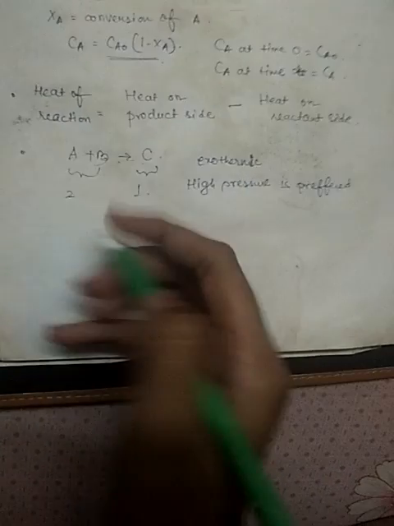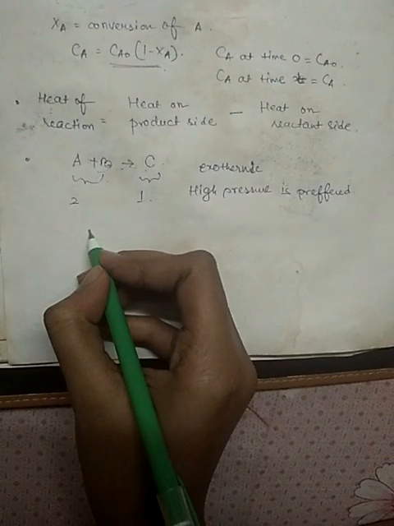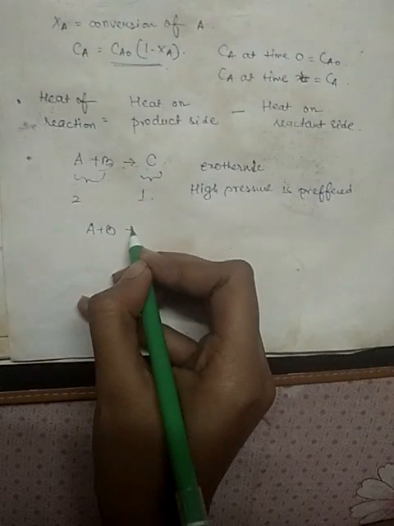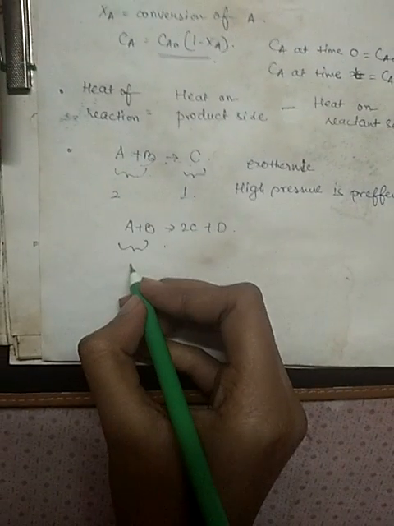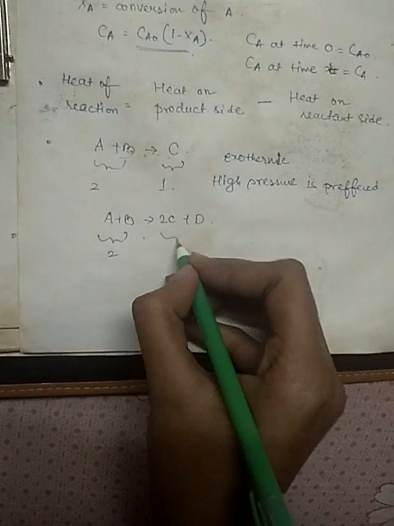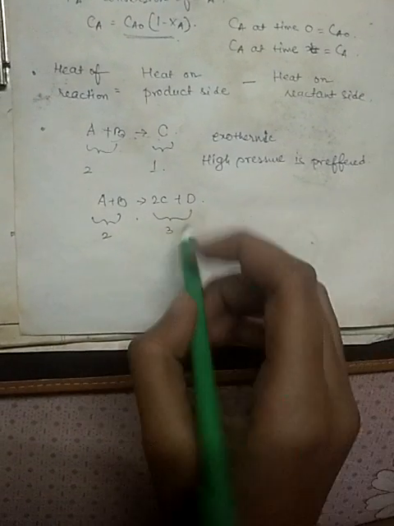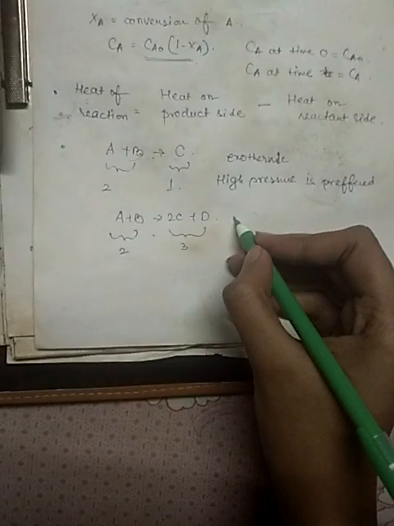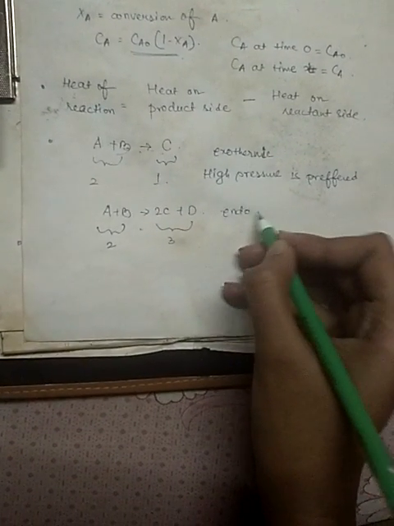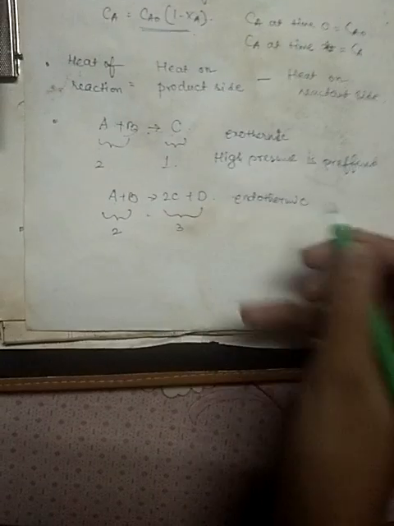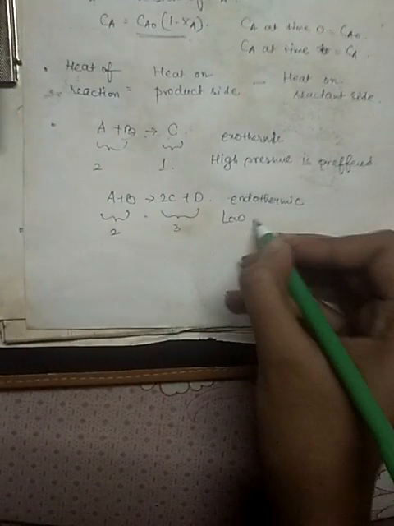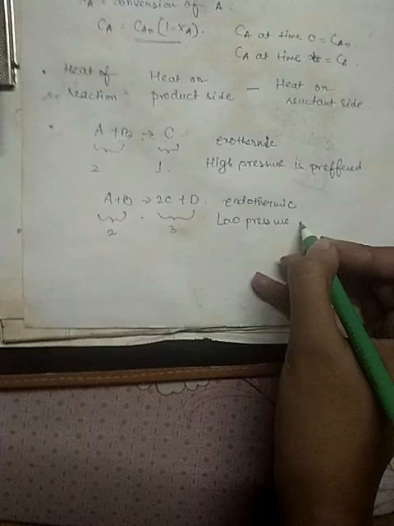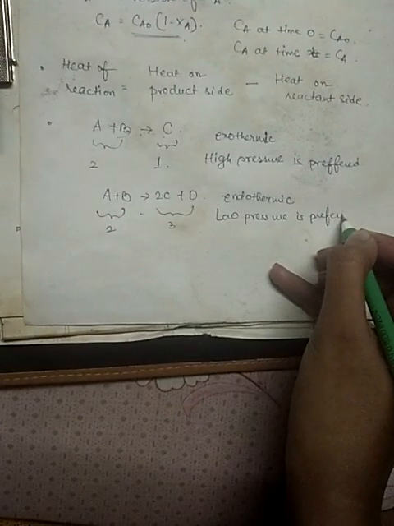Alright. Now, suppose there is a case where there is A plus B gives 2C plus D. So the number of moles over here is just 2, whereas here it's 3. So what is happening is there has been an increase in the number of moles. So the kind of reaction that we're looking at is usually endothermic in nature, and the pressure that we prefer to have is a low pressure. Okay. So this is one thing that you can remember.